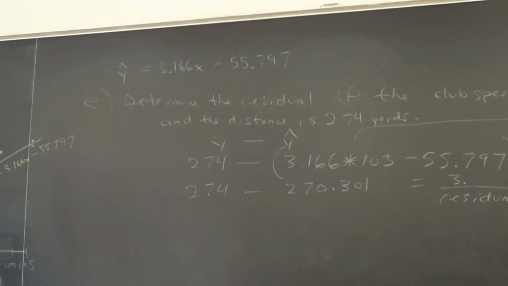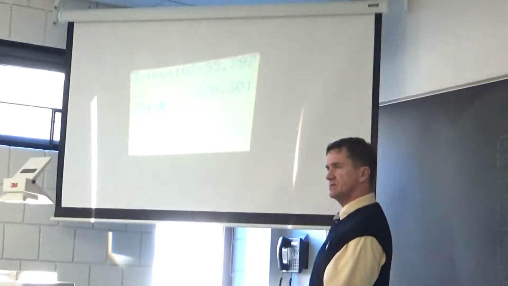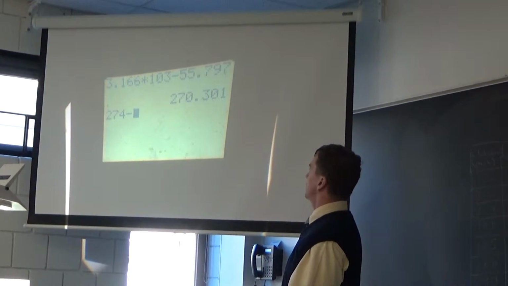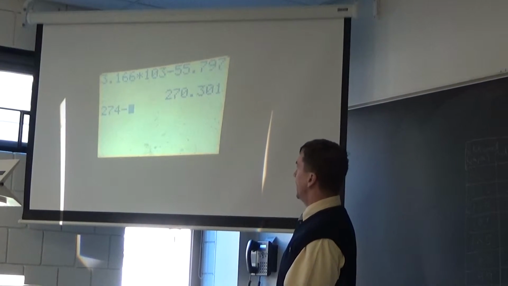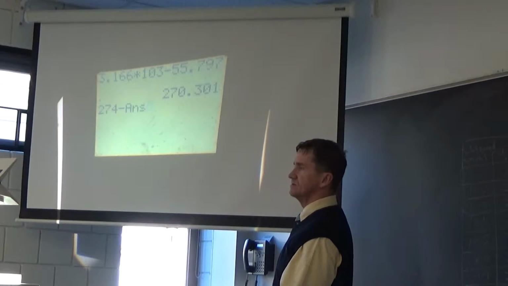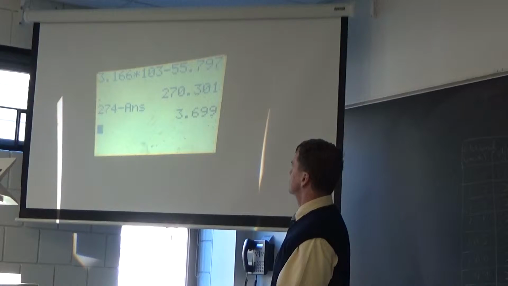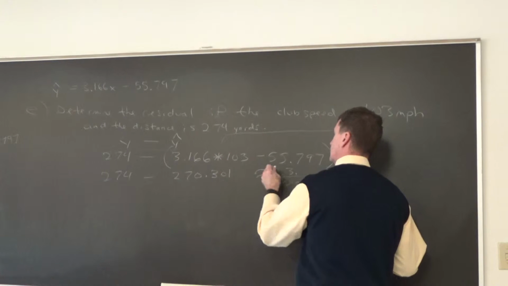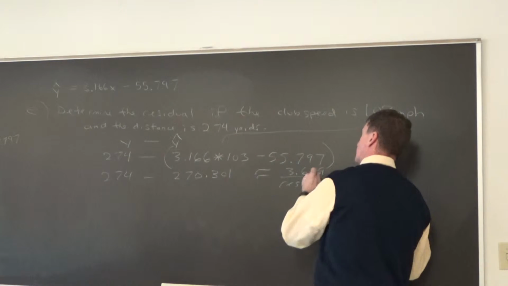Hey, does anybody use the ANS button? 274 minus, I don't feel like typing that, so I'm just going to hit ANS. You know where ANS is? Second negative. I just don't feel like typing 270.301. I might mess it up. I might accidentally write 273.0, so I just go ANS. Last answer on the calculator. Then I get 3.6, 3.7. Will that work? 3.699, 3.7.